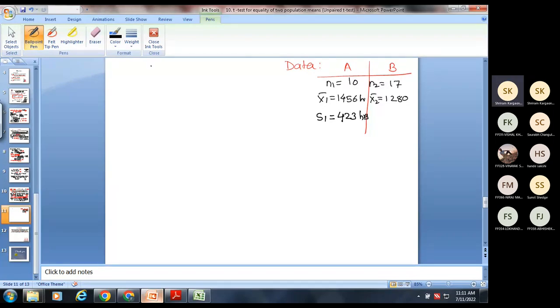You have to write the units. Then what is the sample standard deviation from the second? It was 398 hours. So this was the data. Alpha is not mentioned, so I take it as 5% by default. Just assume by default we have to take this 5% if not mentioned. Now I write the test statistic.